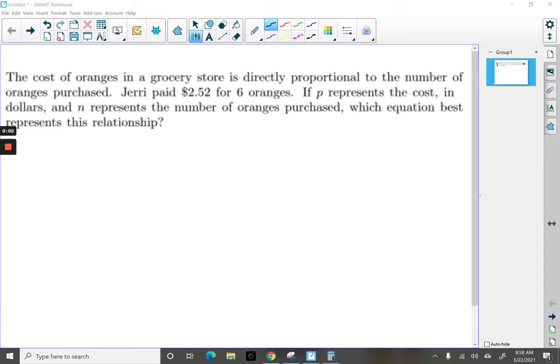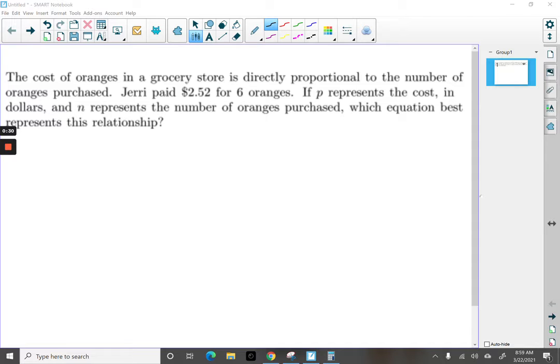Today we're going to look at taking a word problem, or actually any type of proportional relationship, and turning it into an equation. And with this equation, we can solve for any question that they could possibly throw at us regarding this proportional relationship. So this problem says the cost of oranges in a grocery store is directly proportional to the number of oranges purchased.